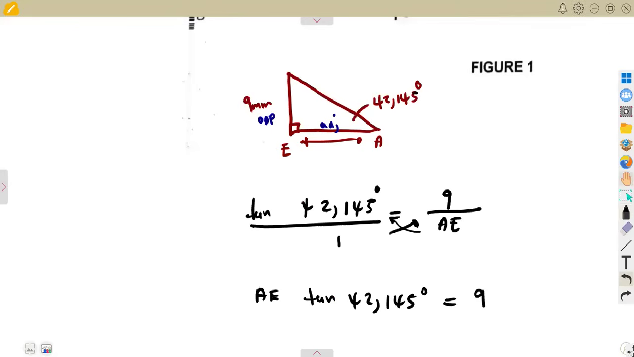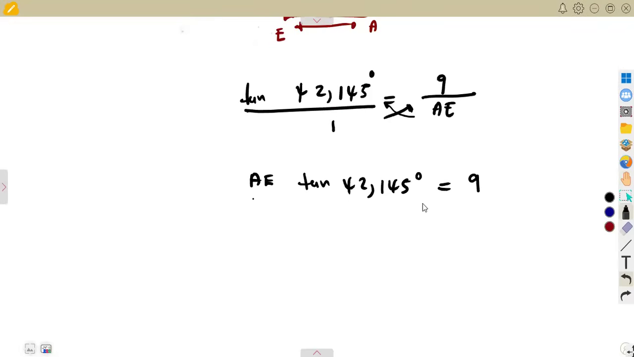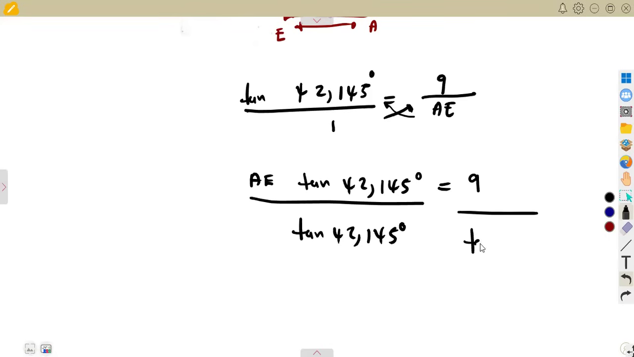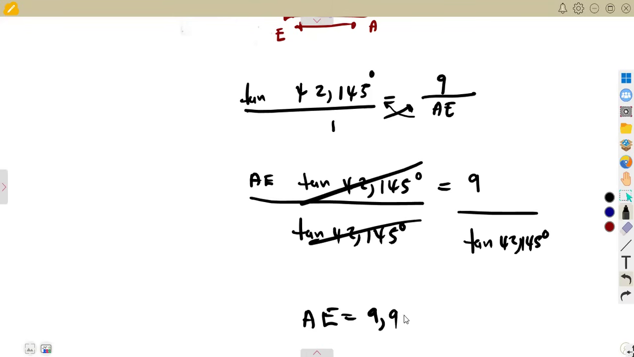So to find AE, we're simply going to divide both sides by tan 42.145 degrees. This is going to give us the length of AE, which is going to be something like 9.945 millimeters if you round off to 3 decimal places.